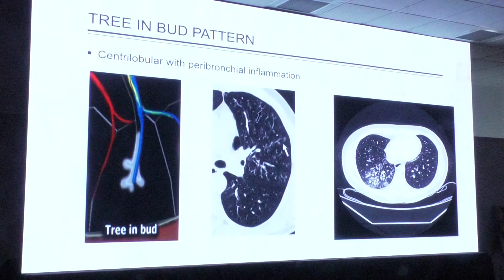Coming to the tree in bud pattern, this is very important. A tree in bud pattern happens when the bronchioles are also involved. In a centrilobular nodule, the bronchioles need not be involved, only the lobule can be involved, but in a tree in bud, the bronchioles are also involved. That is very, very important, and this is how the opacity looks. You could see a classical arrow which shows a classical tree in bud nodule in the middle image, and the one on the right extreme shows fulminant tree in bud nodules in a case of tuberculosis.